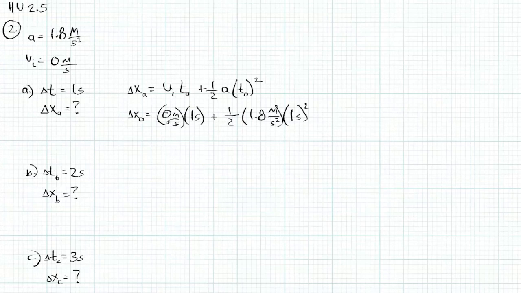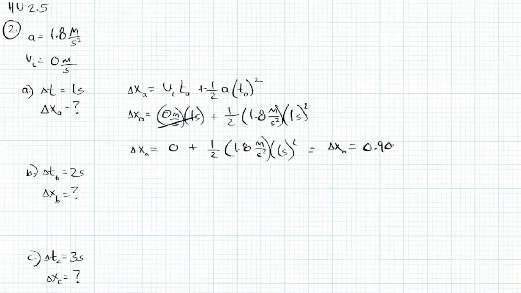Well, we're going to see right now that our initial velocity times time is going to go away because it's equal to 0. So I'll rewrite this. Displacement A is going to be 0 plus 1/2 times 1.8 meters per second squared times 1 second squared. And if we punch that into our calculators and calculate it out, it's going to give us a displacement at A of 0.9 meters. All the other units are going to go away, and we're simply going to have an answer in meters. So that's our displacement at A.